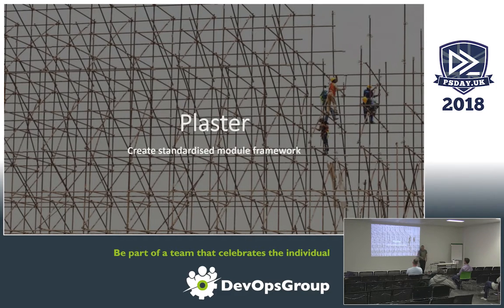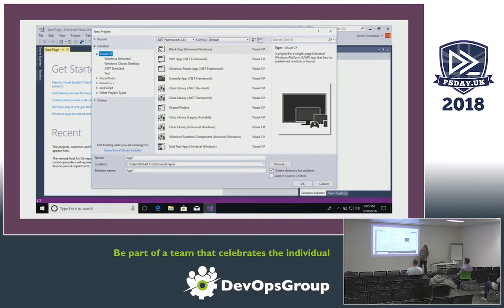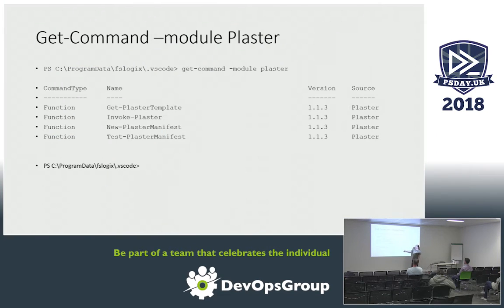Plaster is a great framework for standardizing PowerShell development. It's kind of like, if you're familiar with Visual Studio, you can pick a project and it will build all the structure for you, so you don't have to build it yourself. Plaster is the same way of doing that for PowerShell as this sort of thing is for Visual Studio. So, super useful.